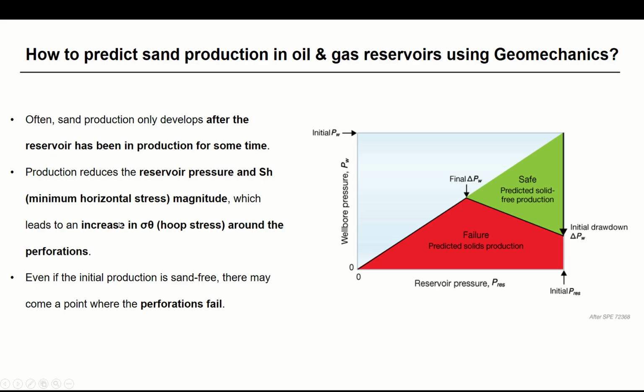But since you are in the wellbore, we will talk about the hoop stress. So we will have an increase in hoop stress around the perforation and also even around the wellbore. Another point to explain is that even if, for example, in your initial plan or initial production, you have some geological data and it shows that your reservoir is a consolidated reservoir, which means that it is sand free, there may come a point where your perforation or your wellbore fails and you will fall into the sand production area.